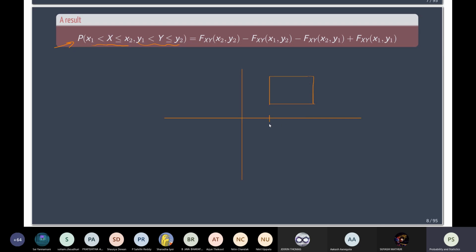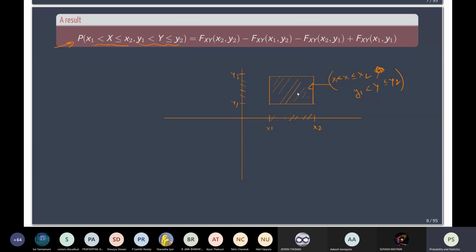So this is x1, this is x2, this is y1, and this is y2. The constraint is x greater than x1 and less than or equal to x2, which is this region here, and this region here is the other one. So this will give you this box region, where x is greater than x1 and less than or equal to x2, and y1 is less than y less than or equal to y2.